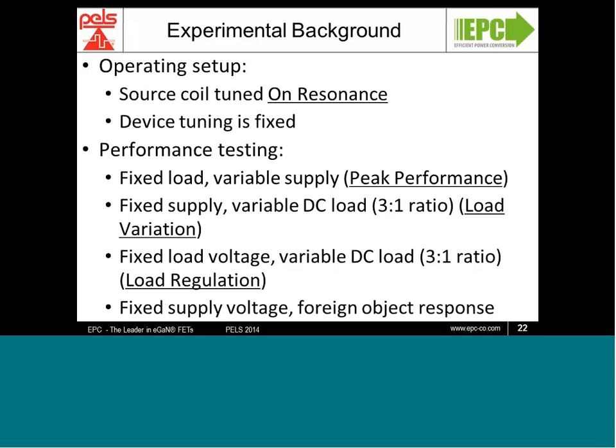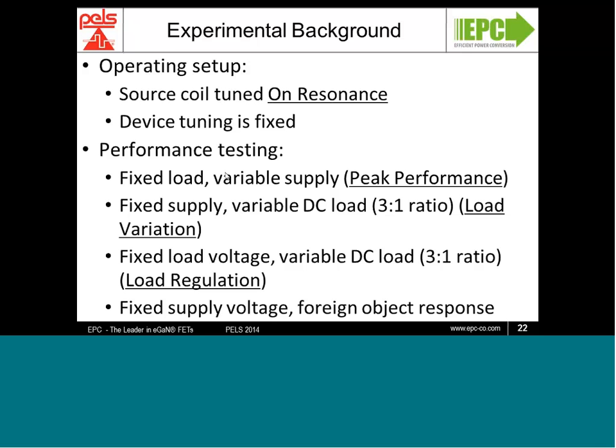The next test will be a fixed supply, and we will vary the DC load with a ratio of 3 to 1. This is our load variation test. The third one is when we use the circuit as a regulator. So the output voltage will be fixed and the DC load will be varied with the same ratio, and the corresponding input voltage will be adjusted to find that output voltage. Since we're doing this open loop, this will be conducted manually.